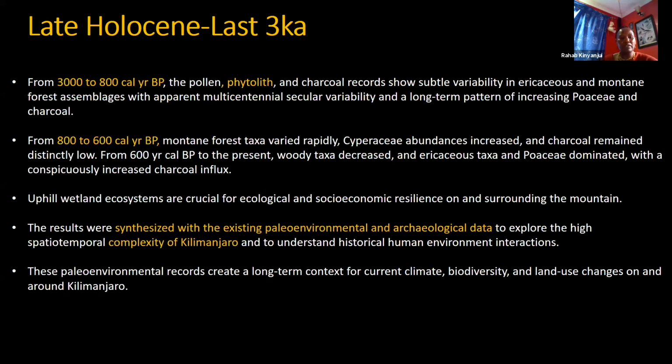Then uphill wetland ecosystems are crucial for ecological and socio-economic resilience of the surrounding environment, or the mountain. Then these results, the vegetation results, we correlated with archaeological data.